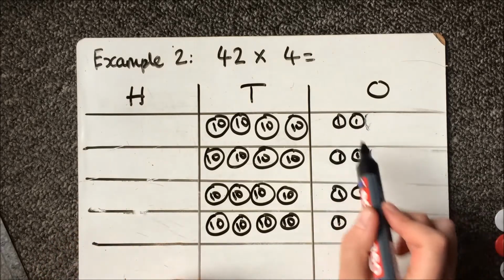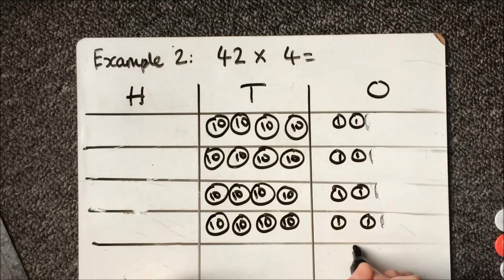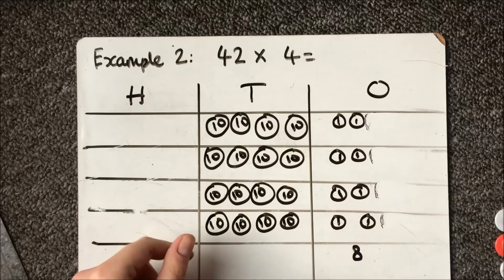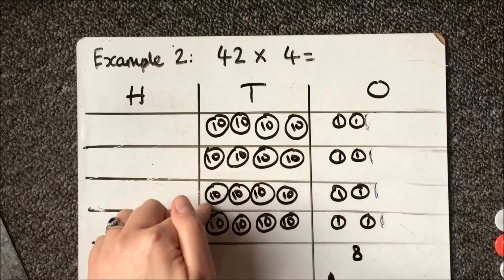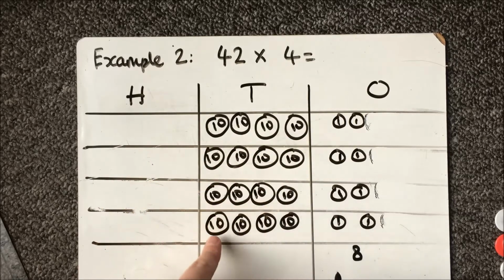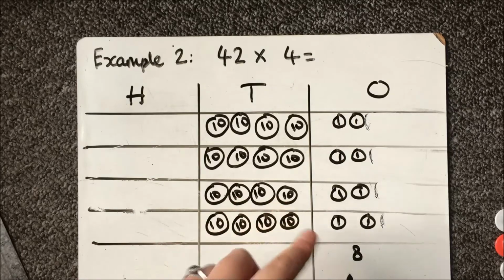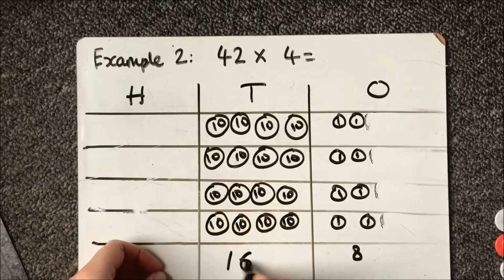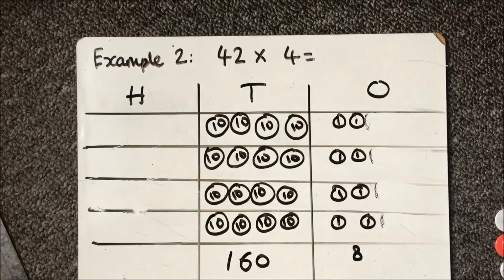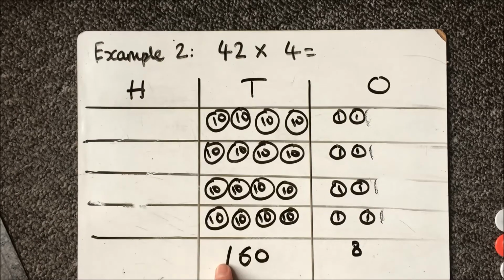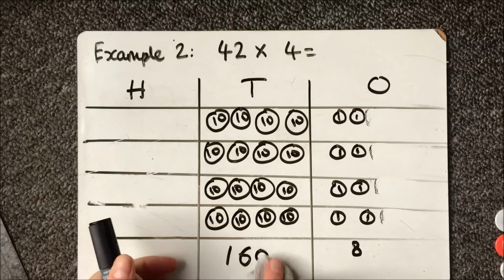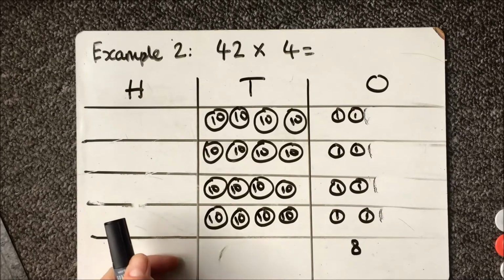Right, let's add up the ones. 2, 4, 6, 8. And now let's add up our tens. 10, 20, 30, 40, 50, 60, 70, 80, 90, 100, 110, 120, 130, 140, 150, 160. Are the tens going to be okay with that, yes or no? No, they're not going to be okay with that. Why? Because a naughty 100 is in the tens column. That's why. So the tens will have to be exchanged.